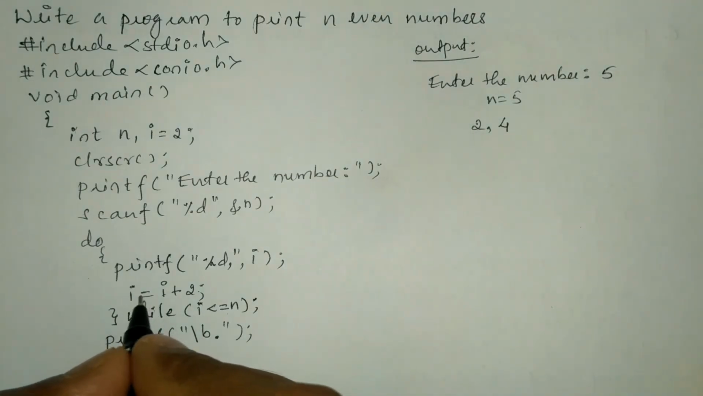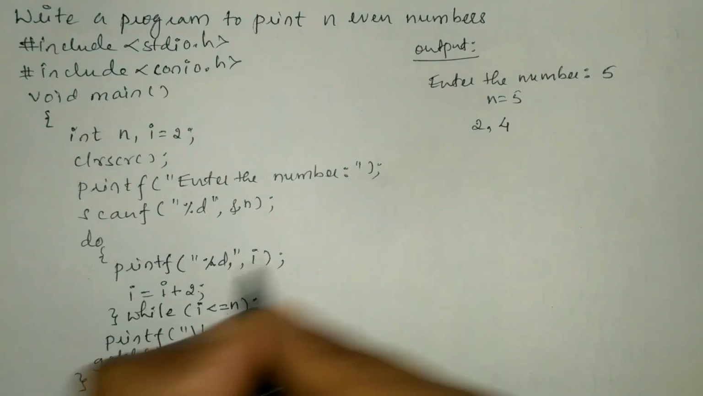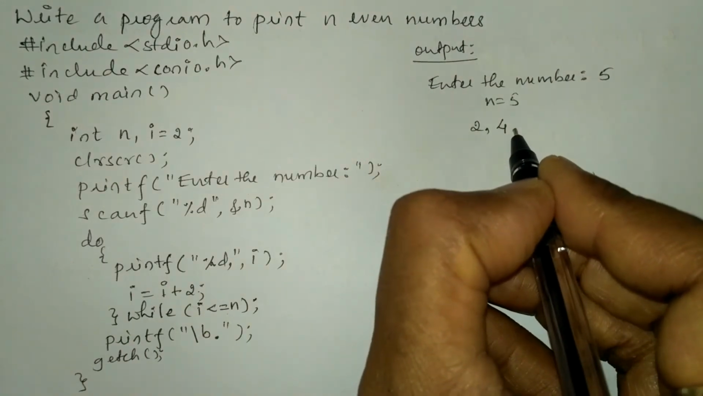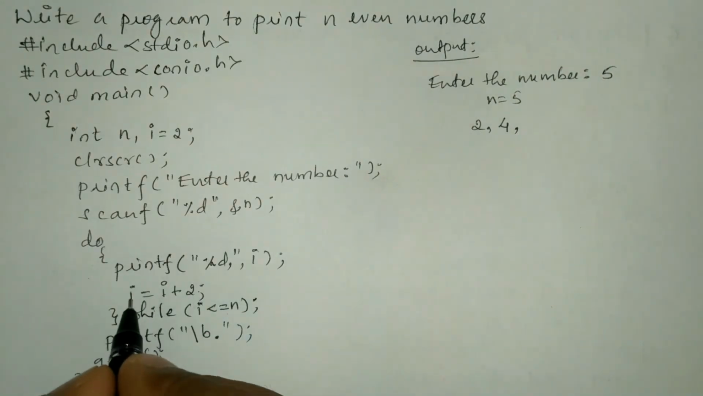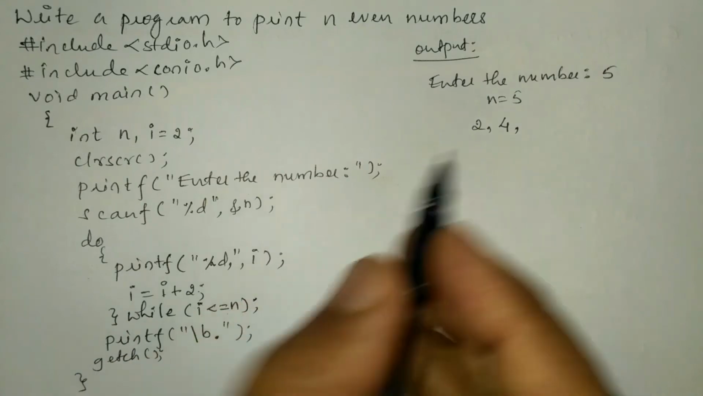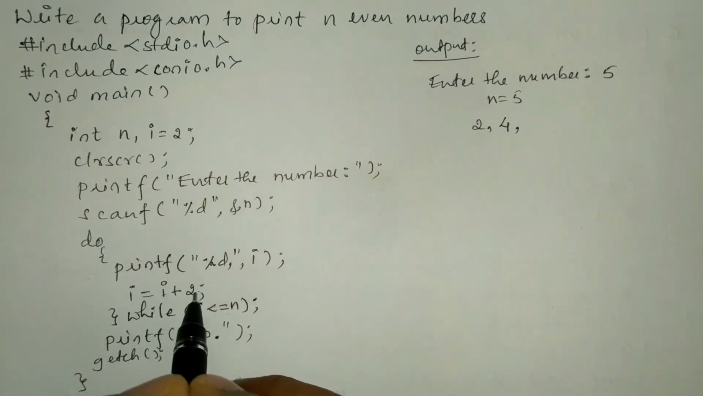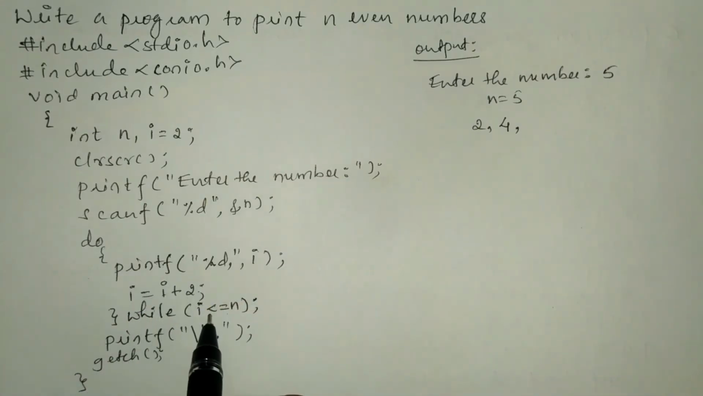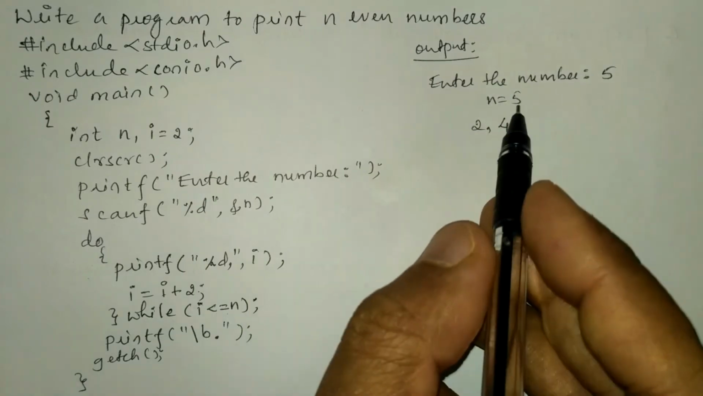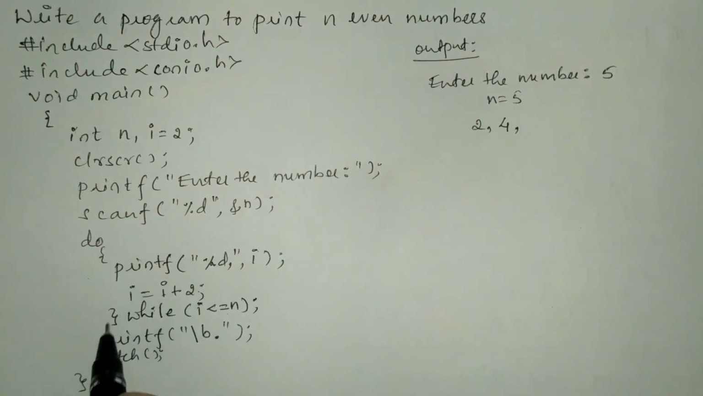It is going to print the value of i as 4. Correct? So next after this it is going to print a comma over here, and the value of i is what? 4. 4 plus 2 will become 6. Next we are going to check the condition. 6 is less than or equal to 5? No, the condition fails. Once the condition fails, the control comes out of this do while looping construct.